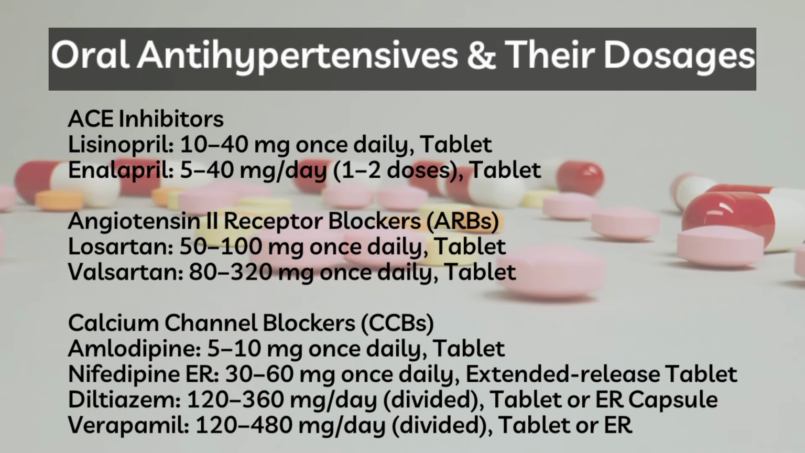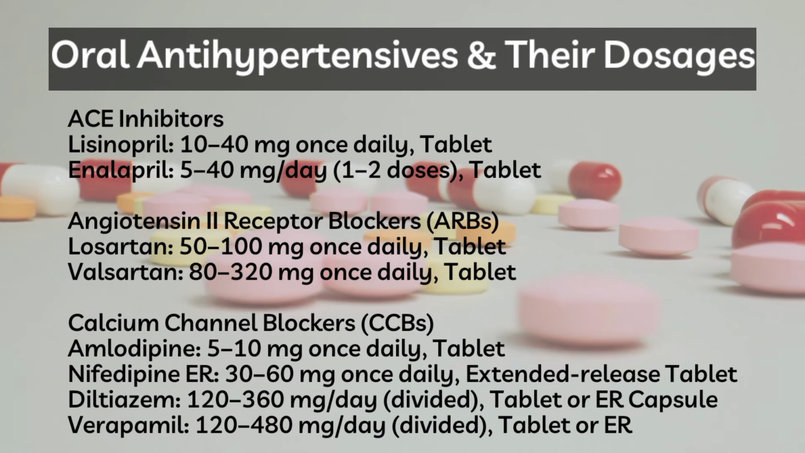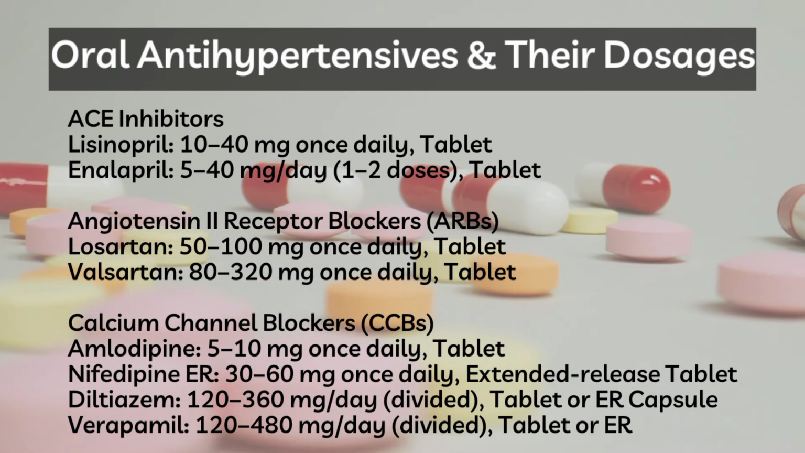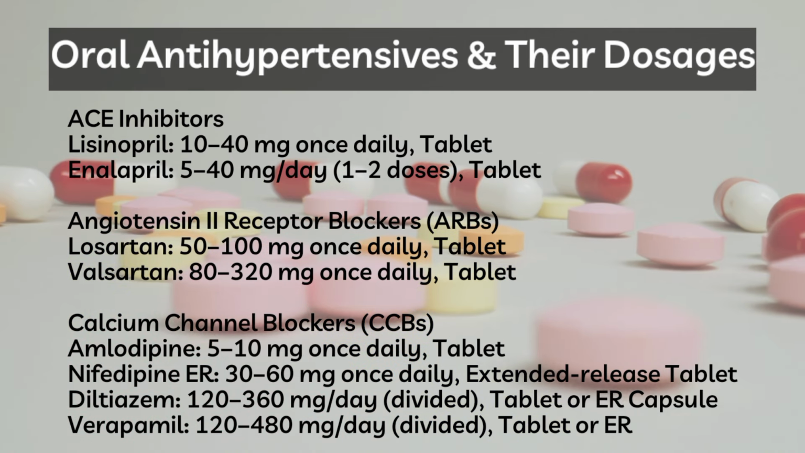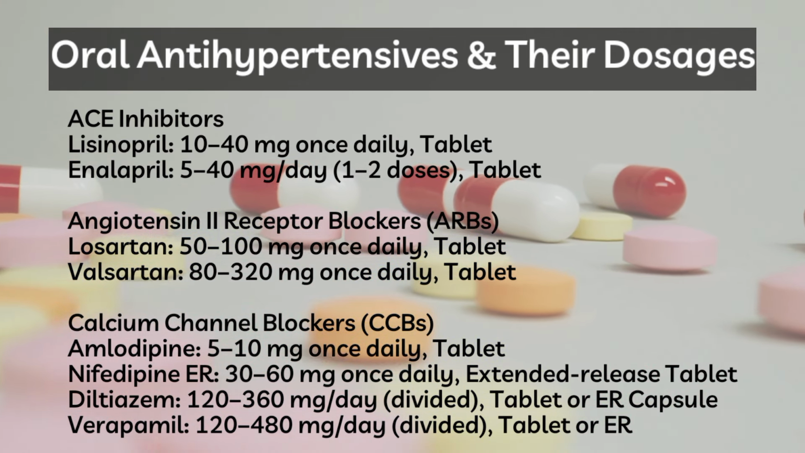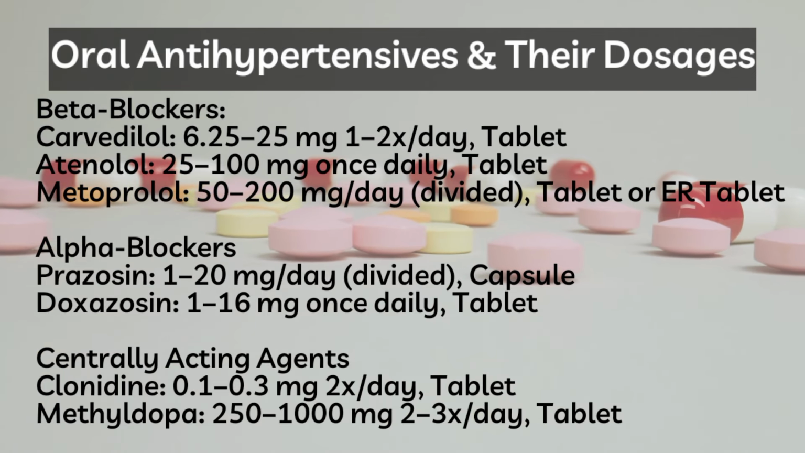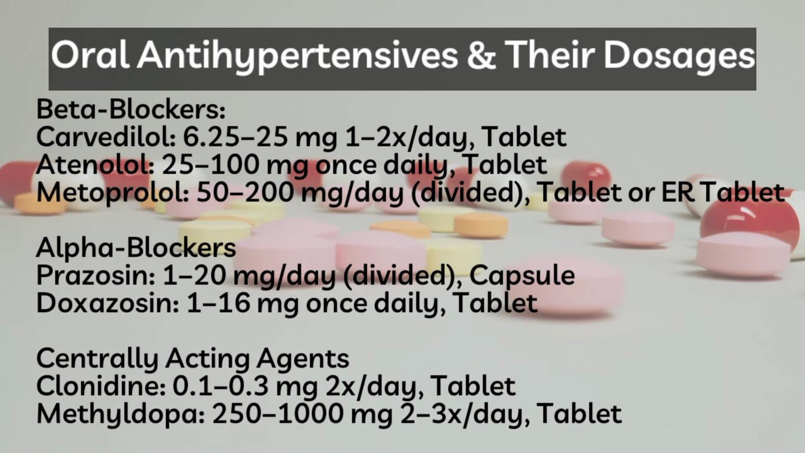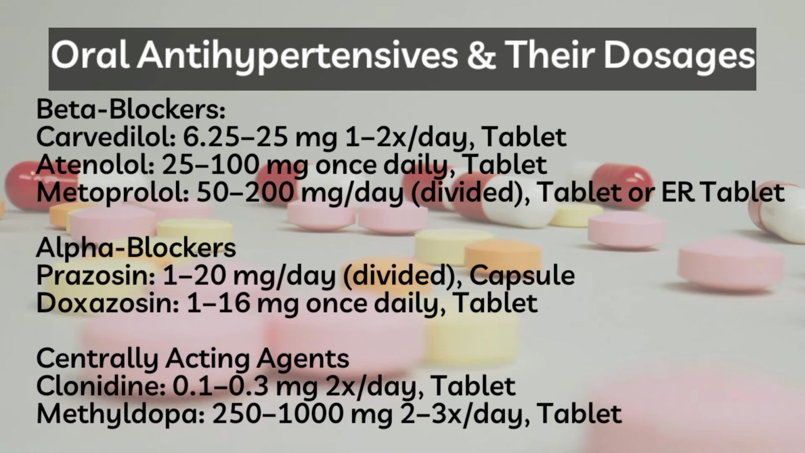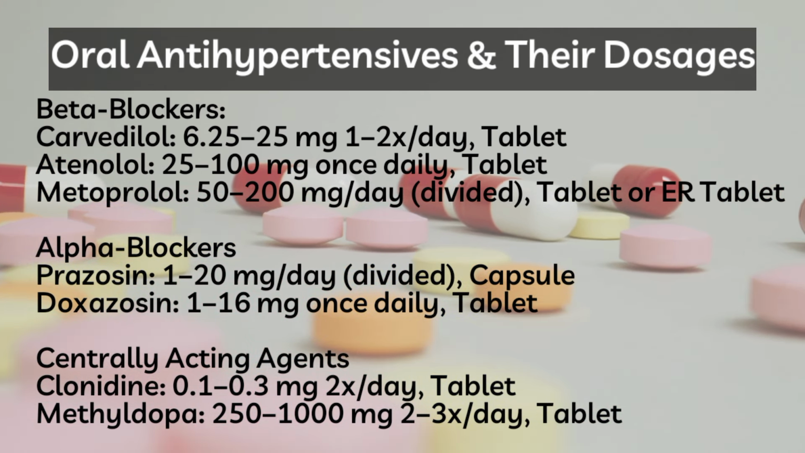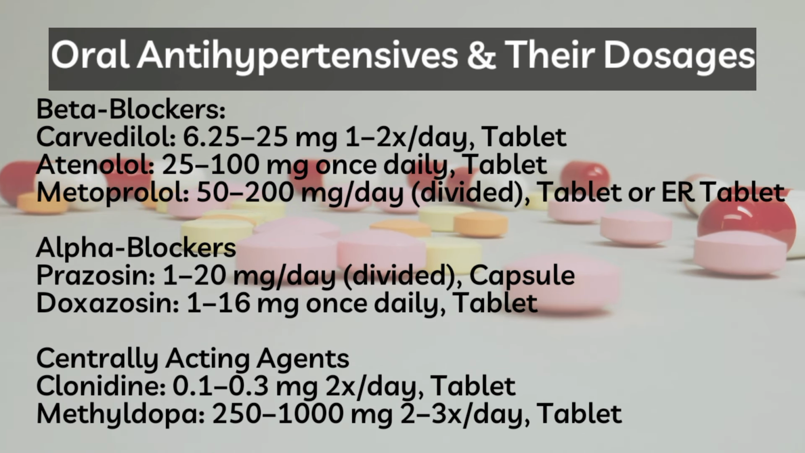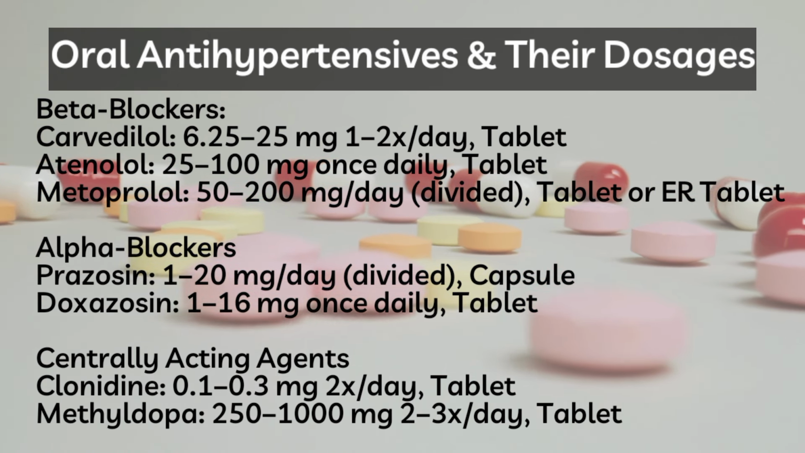Next up are the calcium channel blockers. They act by relaxing smooth muscle in the arteries by blocking calcium entry. Examples include amlodipine, nifedipine, diltiazem, and verapamil. Next up, we have the beta blockers. They lower cardiac output and renin release. Examples include carvedilol, atenolol, and metoprolol succinate. They are excellent for post-myocardial infarction or with tachycardia.